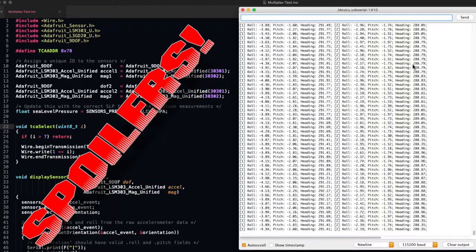These two sensors have been successfully reporting for over 45 minutes now. I hope I'm not cursing it by showing you this.